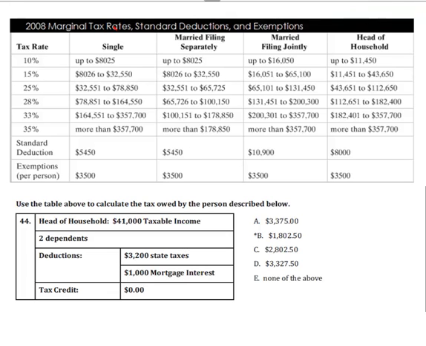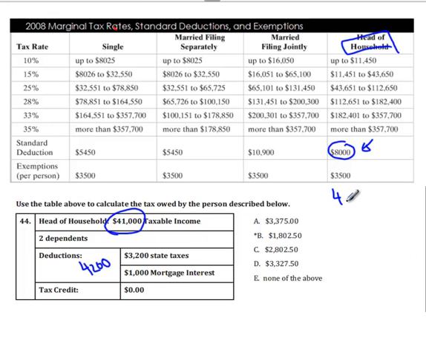So item number 44. Use the table above to calculate the tax owed by the person described below. A head of household person with $41,000 in taxable income, 2 dependents, deductions of $3,200 for state taxes, $1,000 for mortgage interest, and no tax credits. So head of household means we're going to be looking at the last column. The standard deduction is $8,000. This person has $4,200 in deductions, so definitely going to take the standard deduction and not itemize.